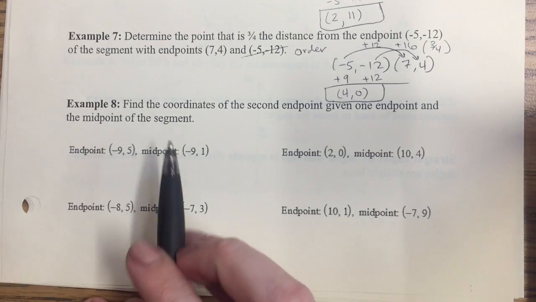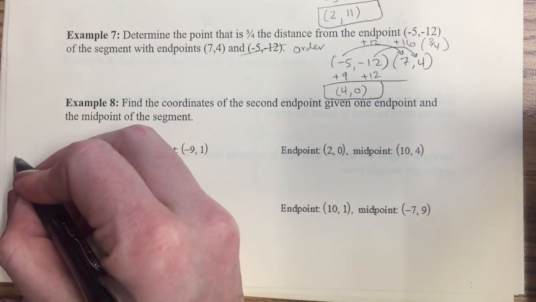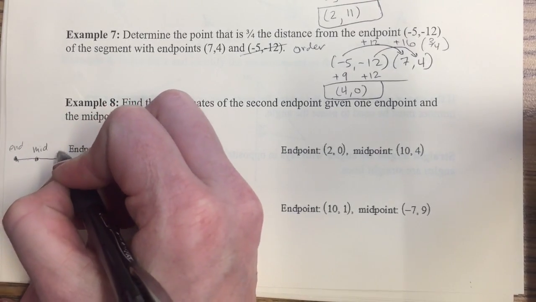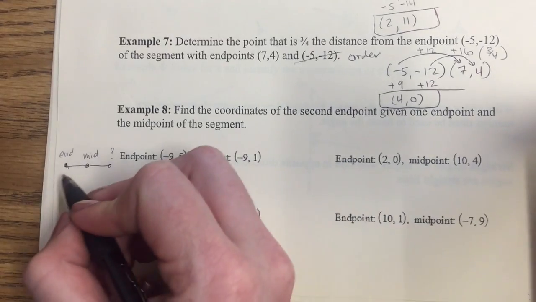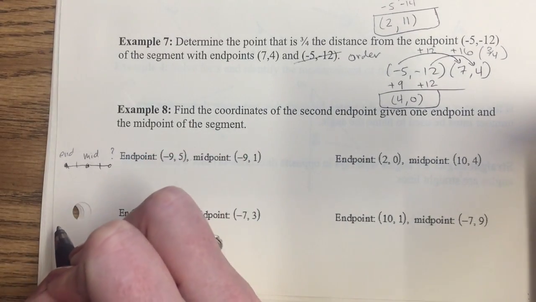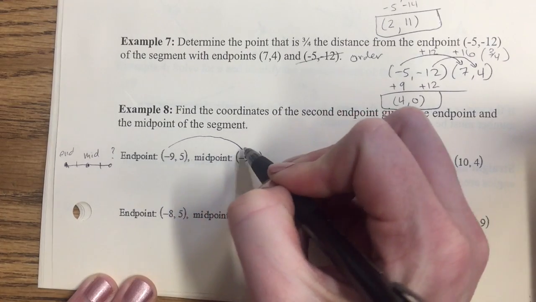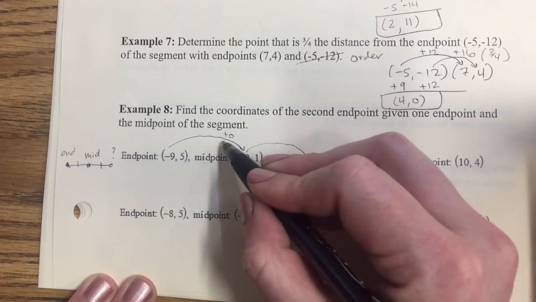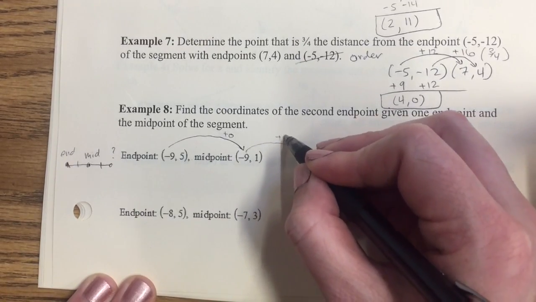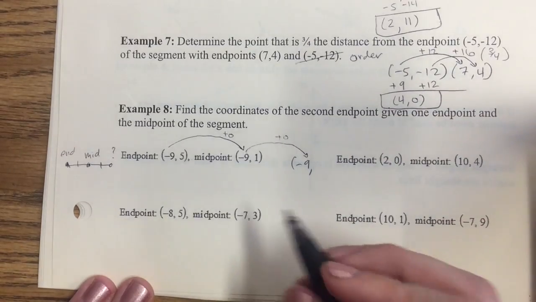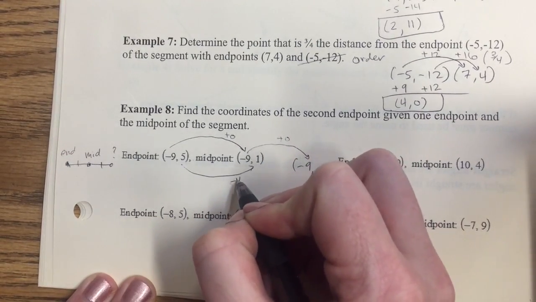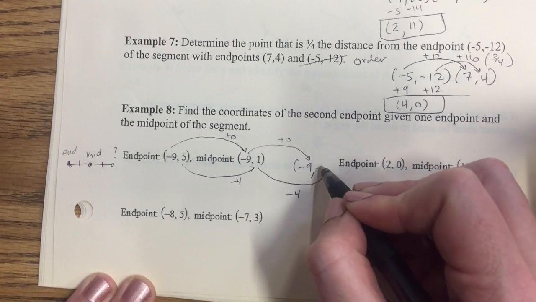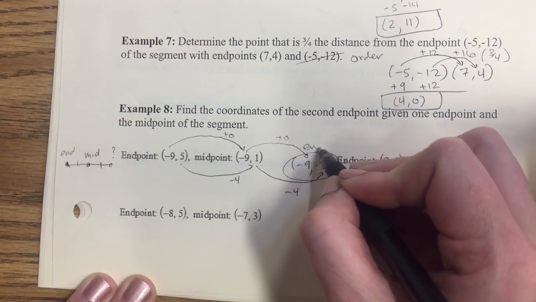When I find the end points, so I'm given an end and the mid, I'm trying to find the other end point. I know that this distance should match this distance. So if negative 9 goes to negative 9, it's adding nothing. So then that means my other half should be equal distance, which means it would be a negative 9. 5 to 1 is a subtract 4, so I have to match that distance and minus 4 again. 1 minus 4 is negative 3. And there's your other end point.